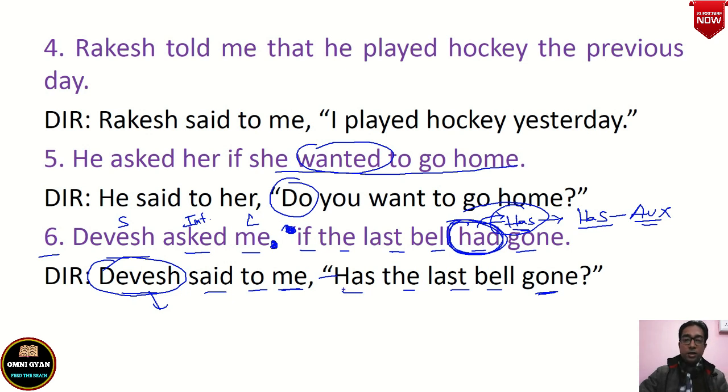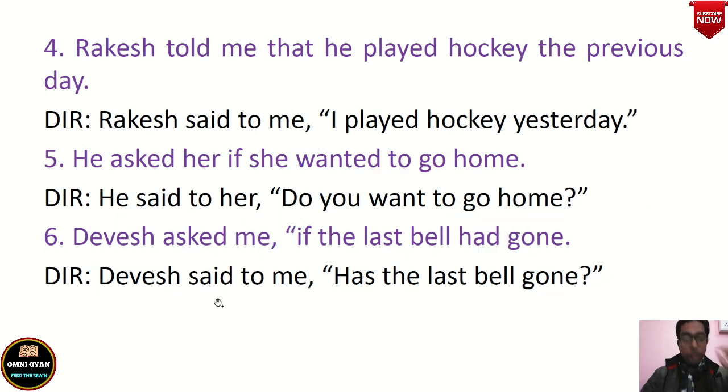Now bring it in front. इसको आप सबसे पहले लेके आइए और क्वेश्चन कीजिए. अभी automatically the flow of sentence will come. Has the last bell gone? I am asking somebody. Has the last bell gone? Question mark, inverted commas closed. ठीक है, इस चीज का ध्यान रखिए आप. Keep this thing in mind.